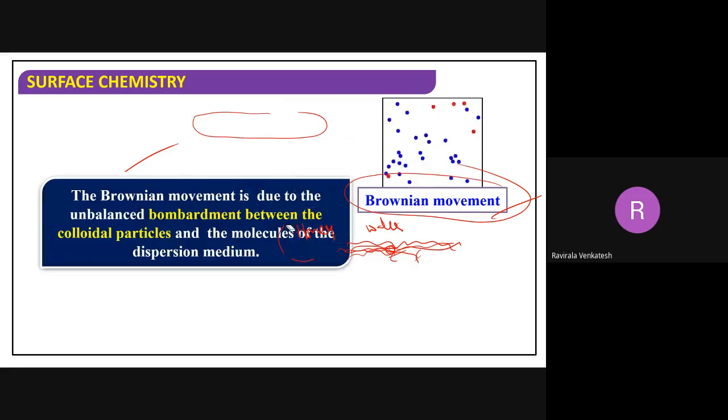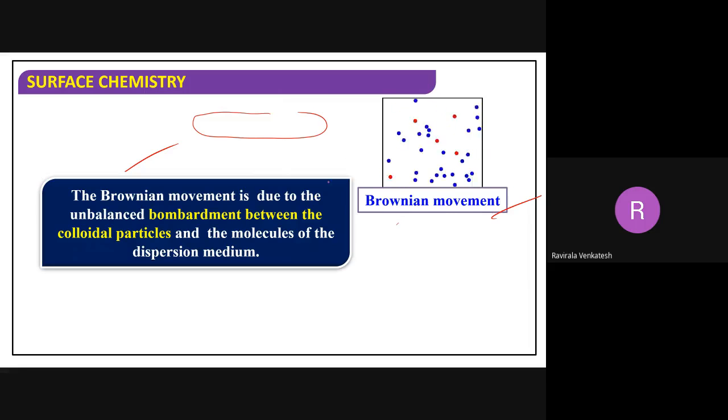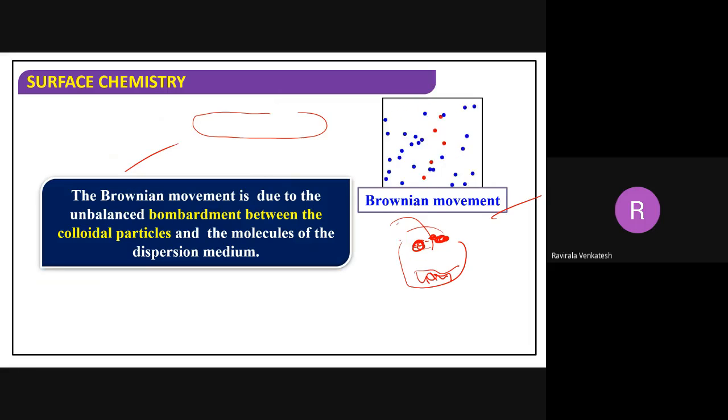The prominent movement is due to the unbalanced bombardment between the colloidal particles and the molecules of the dispersion medium. Why is it observed here? The colloidal particles bombard with the dispersion medium. Two particles bombard with each other like this, and not only with each other, they also bombard with the dispersion medium. For example, take water and add gold particles into it. The gold particles bombard with each other and also with the solvent. So both are taking place.